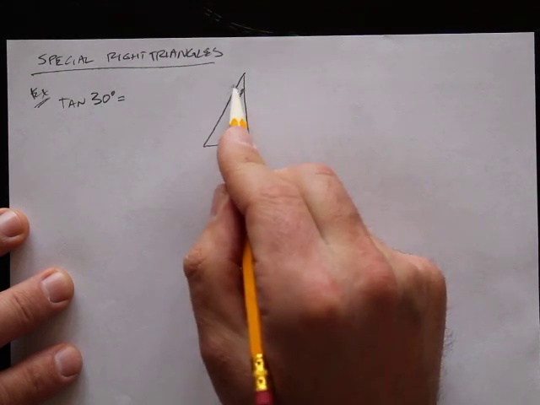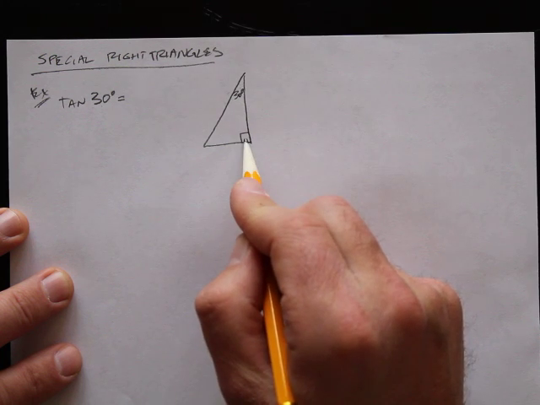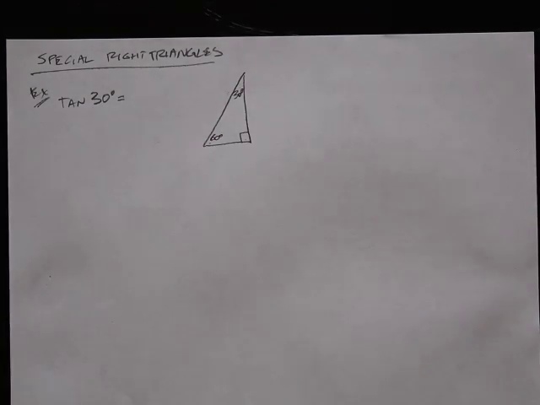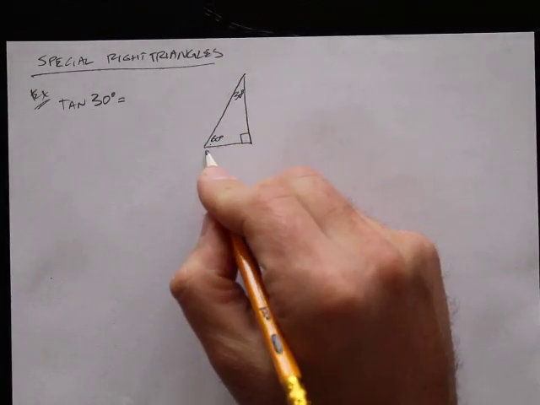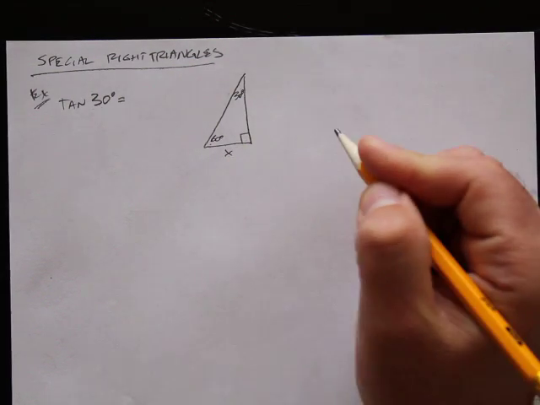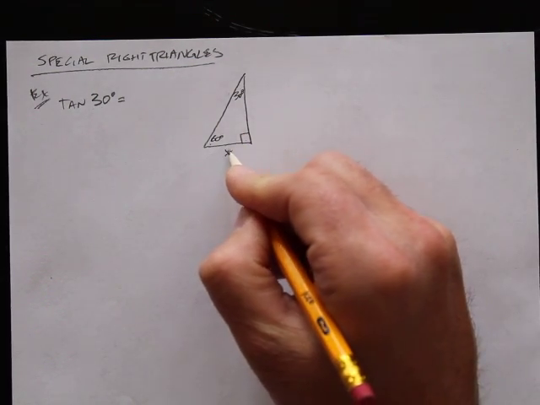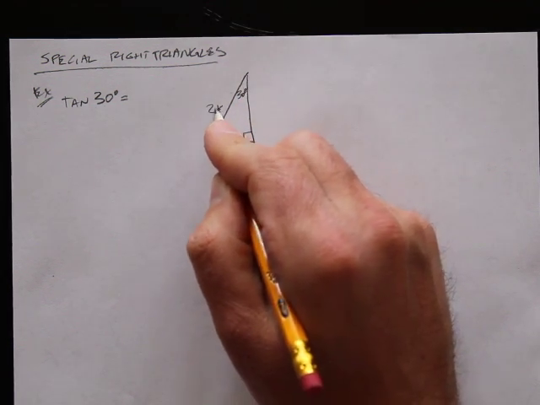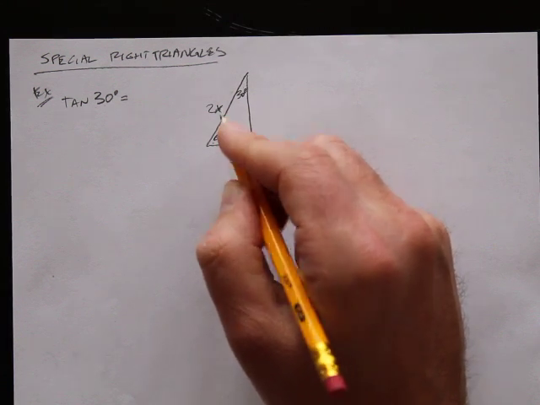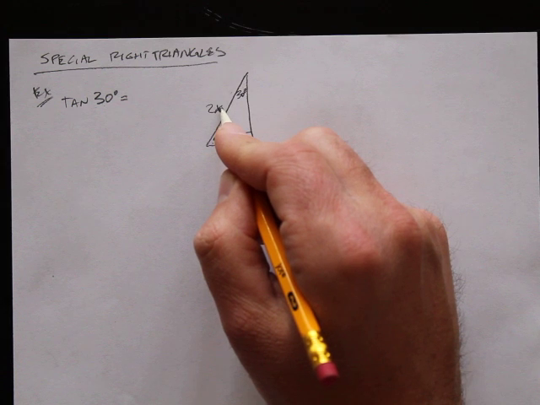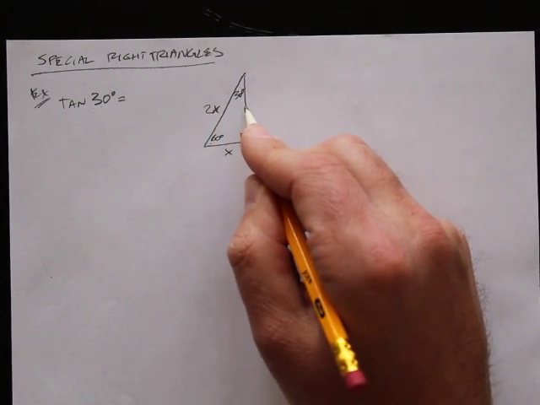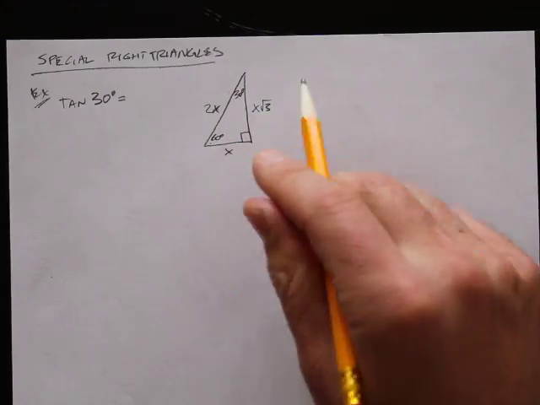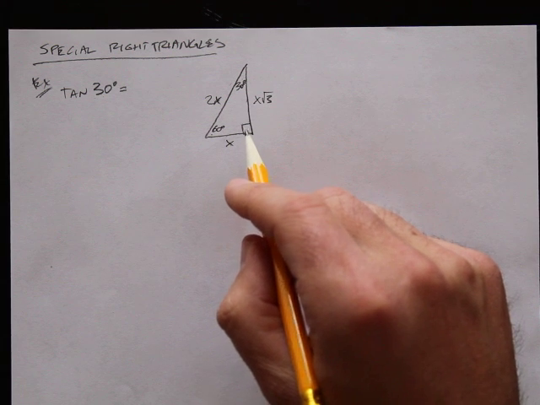So here's where I'm coming from. Now, if this is 30 degrees and this is 90, this one's got to be 60. Okay. So let's just say that this smaller side is x. So remember, if this is x, then the hypotenuse has to be 2x. Remember, 2 times the smaller leg will give me the hypotenuse. And then the longer leg is the smaller side times the square root of 3. So that's my special triangle that we just learned about last time we took notes.